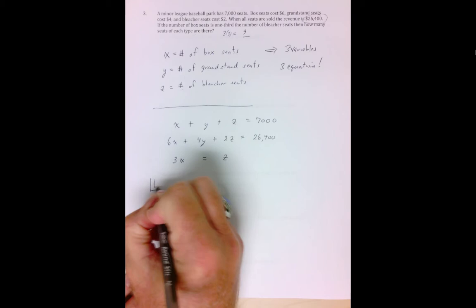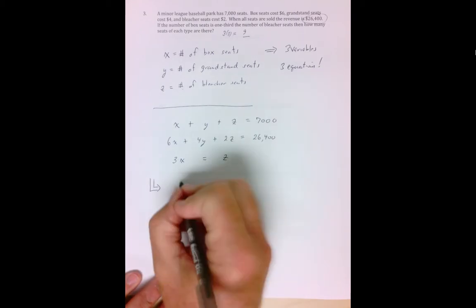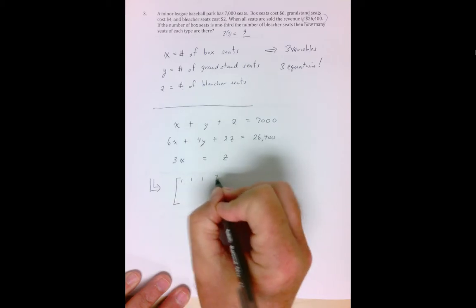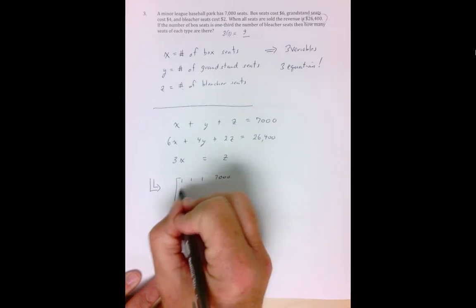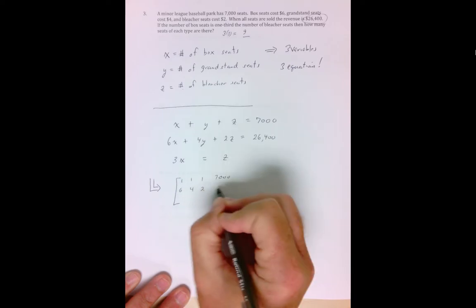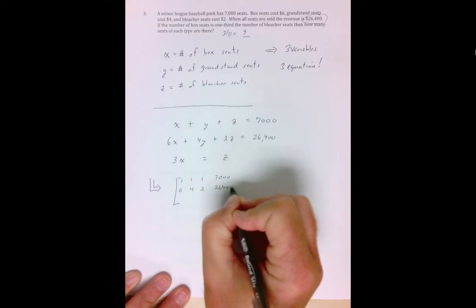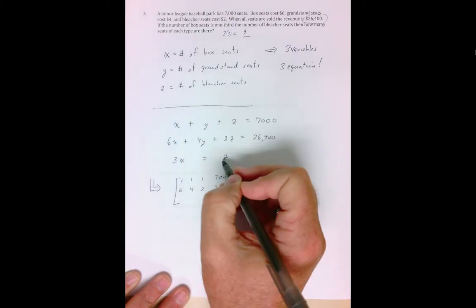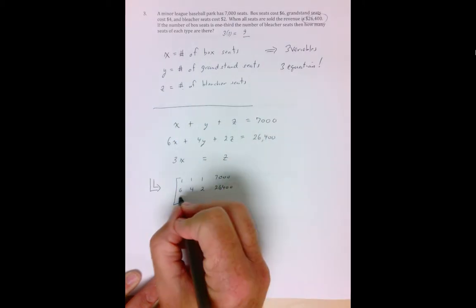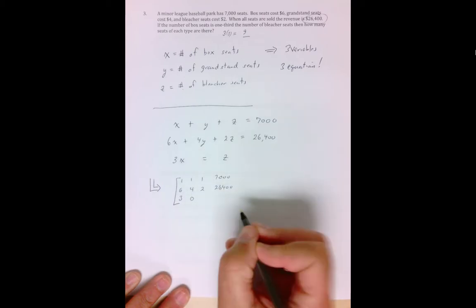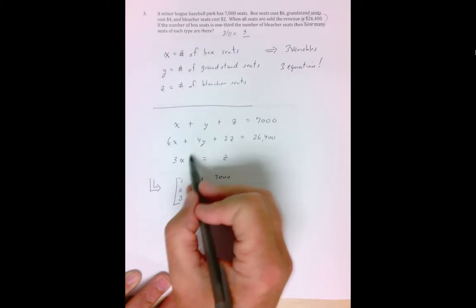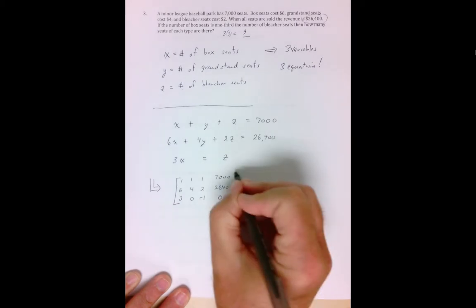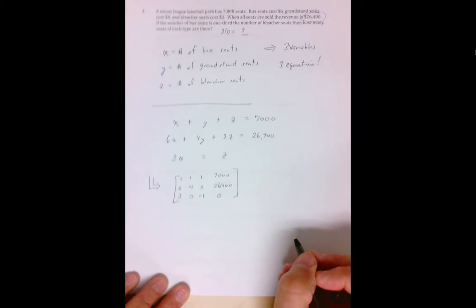All right, gang, next thing I want to do is create my augmented matrix. So I have a 1, 1, 1, 7,000, 6, 4, 2, 26,400. And guys, I got to put this in terms of X's and Y's and Z's in my numbers. So I'm going to have a 3. I don't have a Y. When I bring this Z across, it's going to be negative. And that leaves me with nothing over here as my constant.